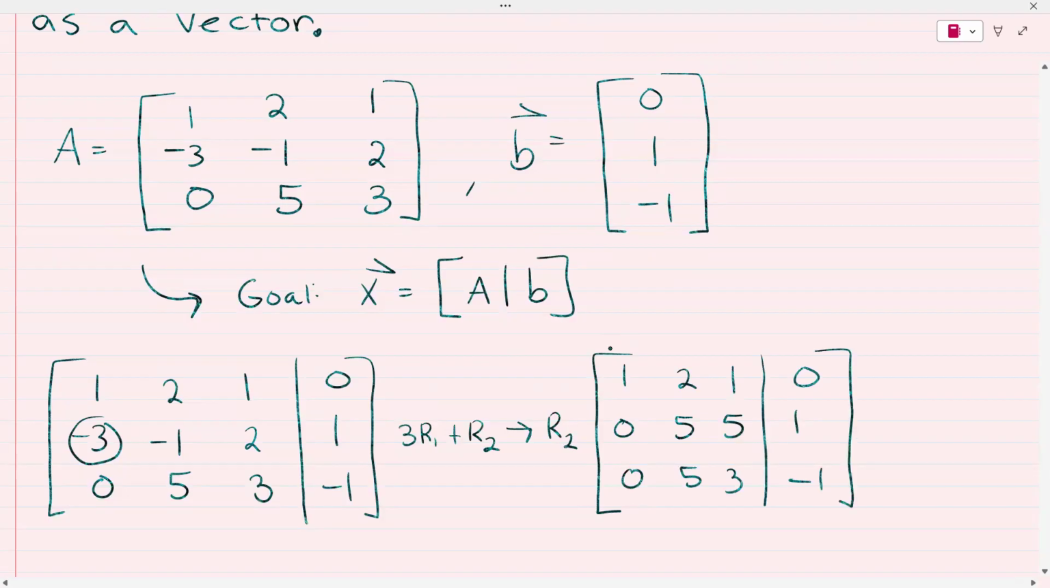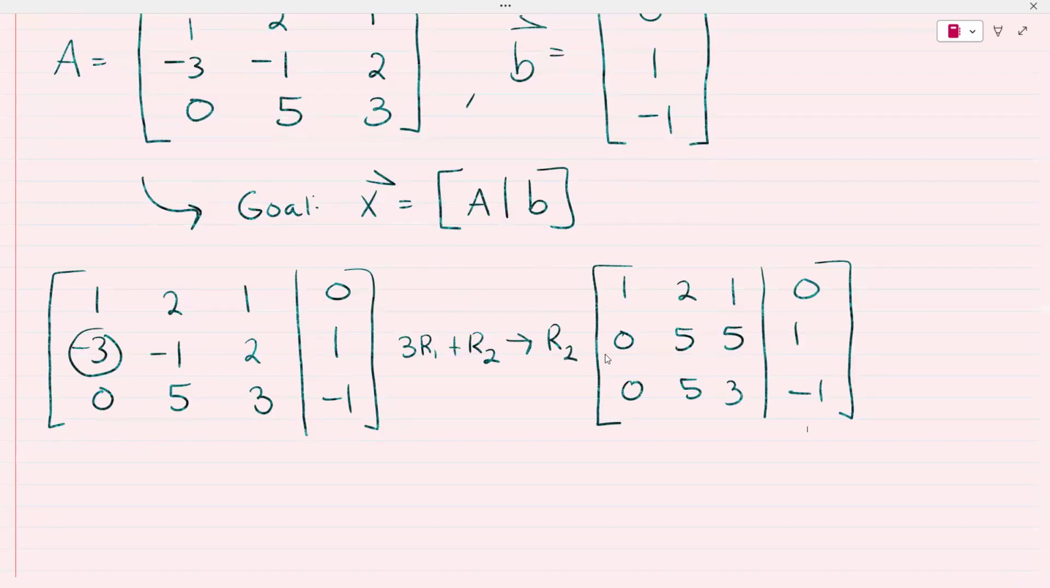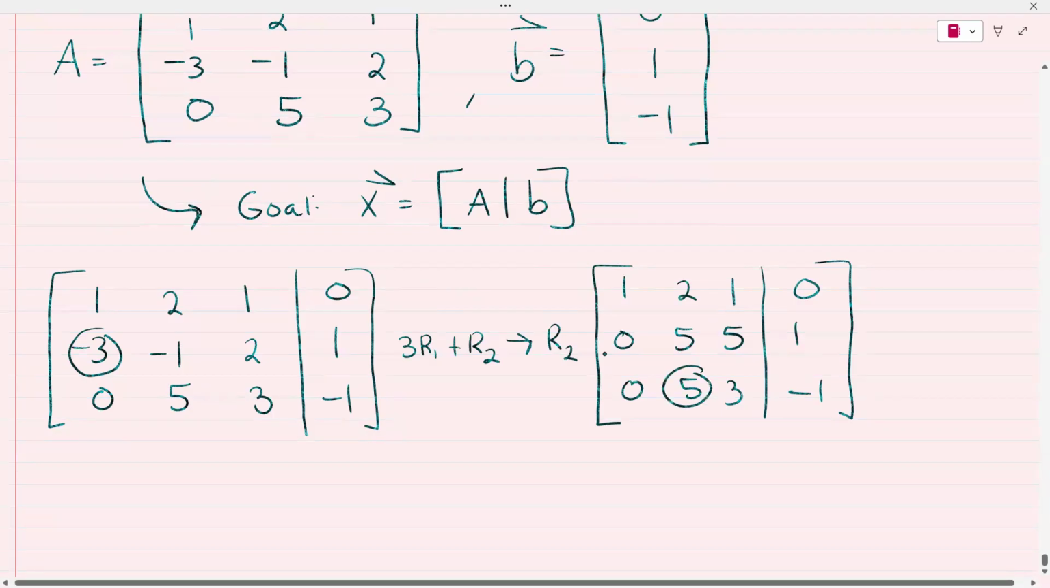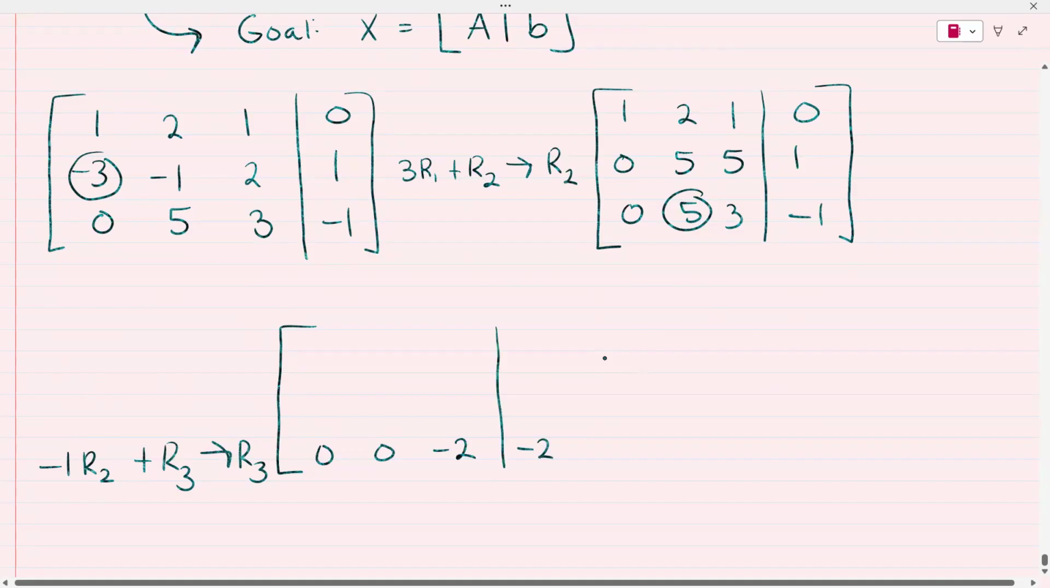Then what would I do next? I would now get this 5 into a 0. How would I do that? I would have to multiply -1 times row 2 plus row 3, and that will give us the new row 3. You need to pause the video to do the work. Go ahead. I already did the work, and I get 0, 0, -2, and then this is going to be -2, and then this stays the same.